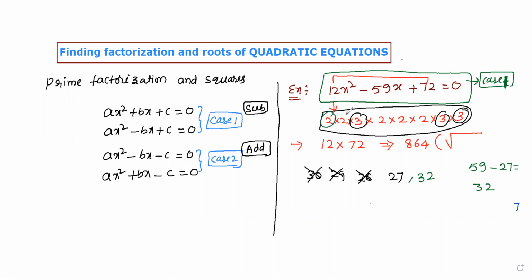You can see here 2 into 2 into 2 into 2 into 2. Totally 5 twos are there. So 5 twos is nothing but 32. So in this case, my answer is matching. If you want to check whether it is exactly matching or not, then you have to multiply these two numbers, then you are getting 864. So now it is matching, but we have to adjust the signs to get minus 59. So for that I'm writing this 27 and this minus 32.